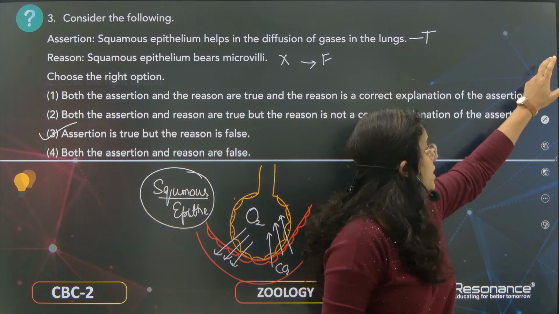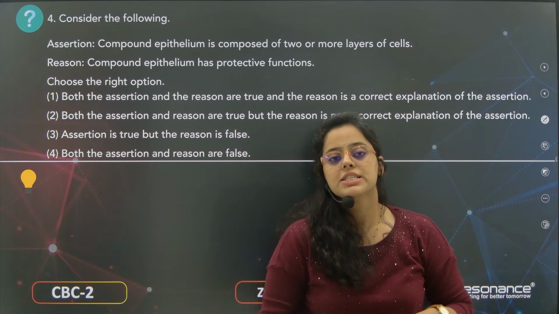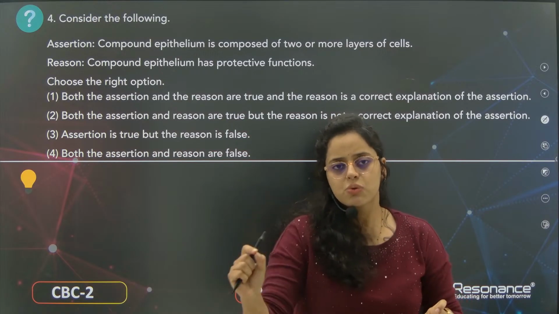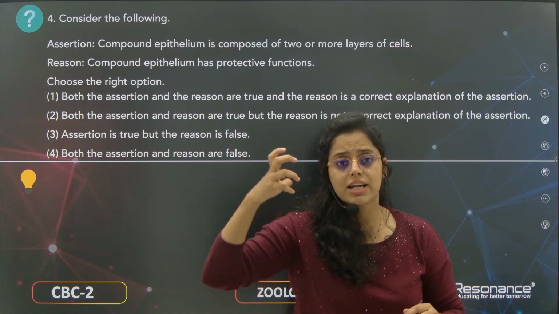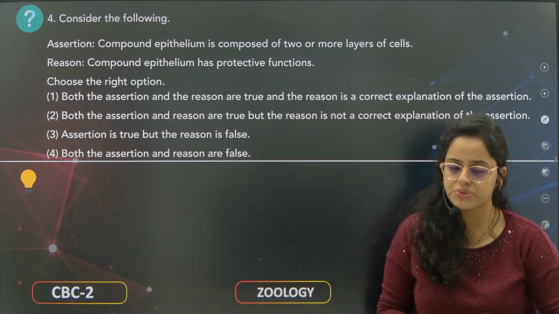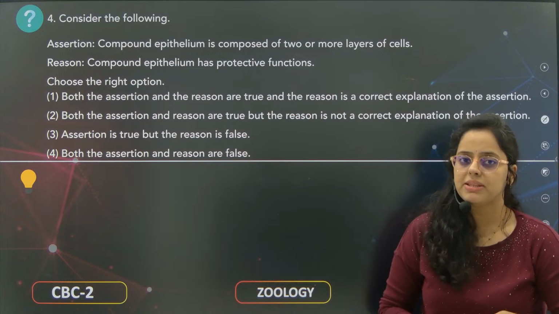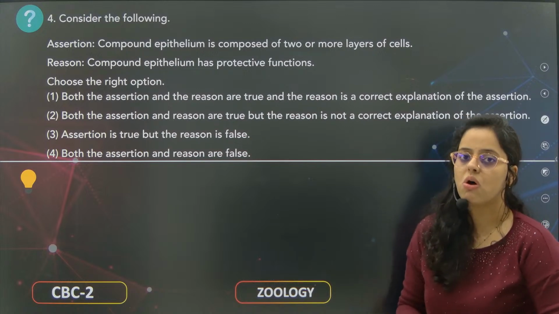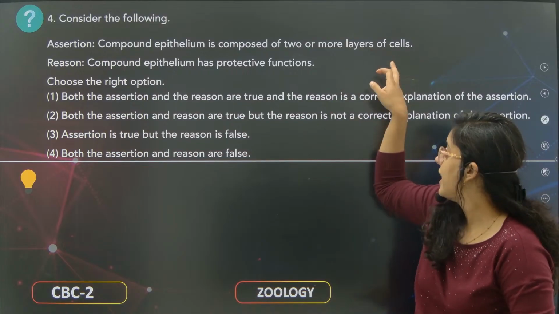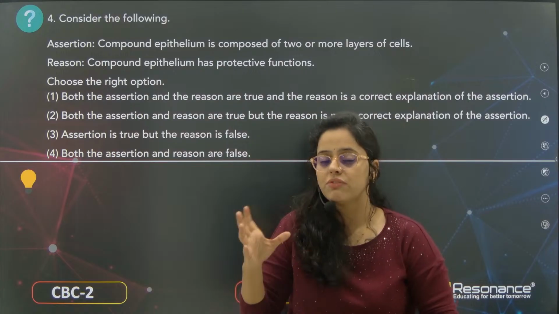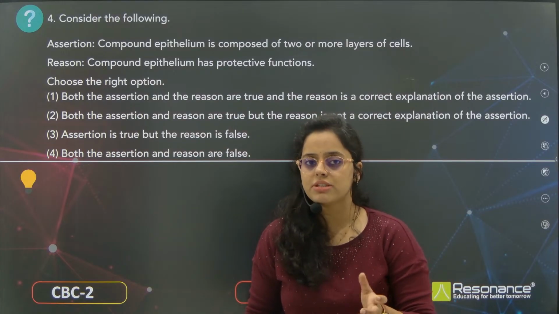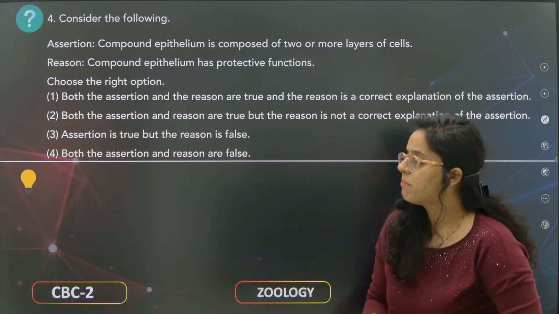Now going to the next question, that is again an assertion reason question. You have to always read both the statements and mark each as true or false, and check whether the reason is the correct explanation of the assertion. That's how you are going to see. Compound epithelium is composed of 2 or more layers of cells. There is a trick actually: you can write "because" at the end of the assertion and link it with the reason. Then you can connect the answers very easily.